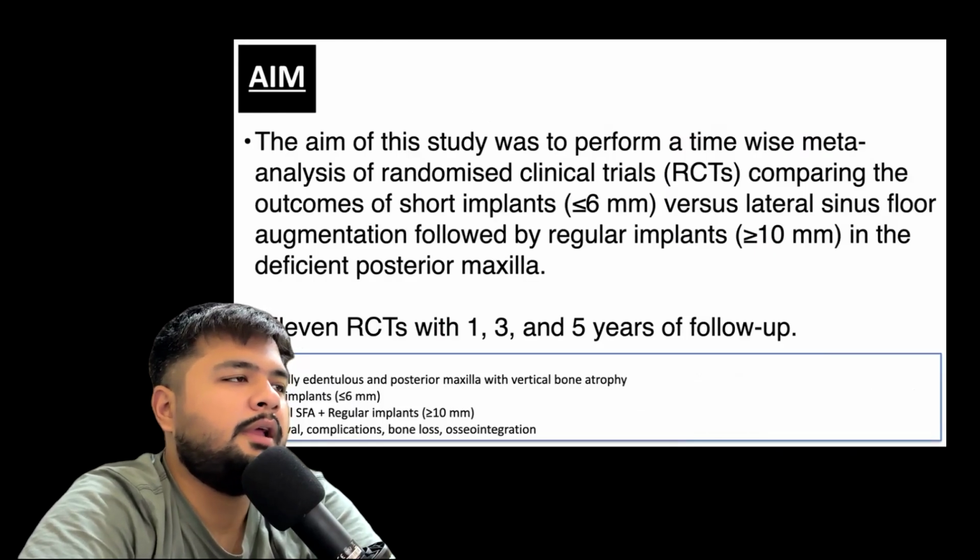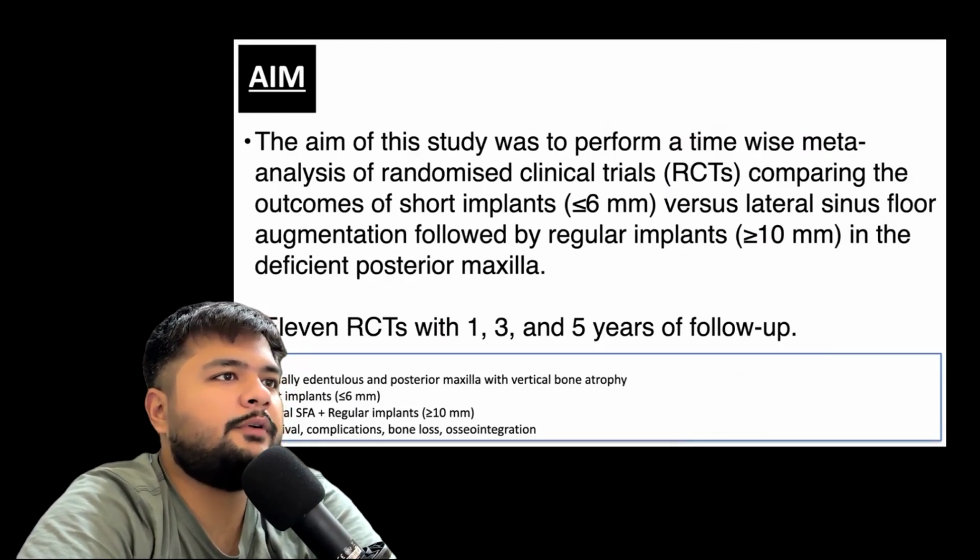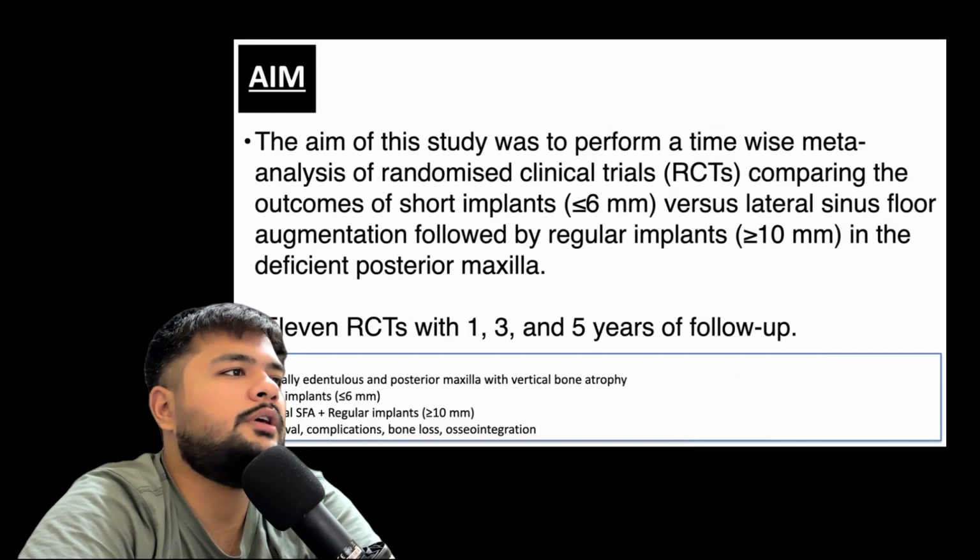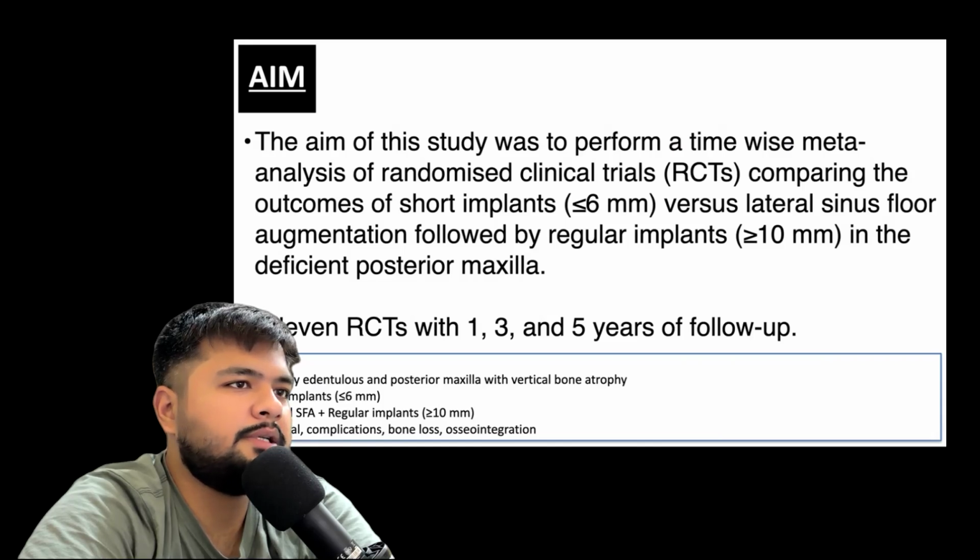Coming to the aim, the study was to perform a time-wise meta-analysis of randomized controlled trials comparing the outcomes of short implants, less than or equal to 6 mm, versus lateral sinus floor augmentation followed by regular implants of more than 10 mm in the deficient posterior maxilla. There were 11 RCTs with 1, 3, and 5 years of follow-up.